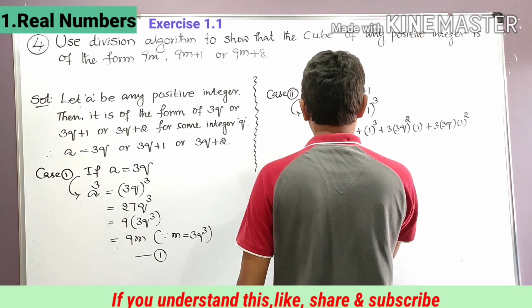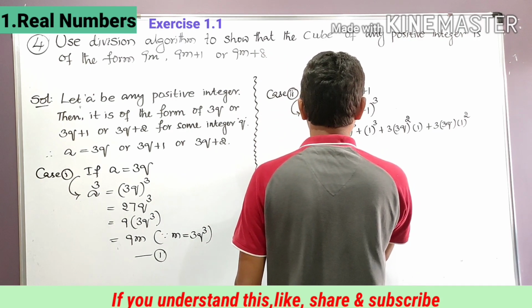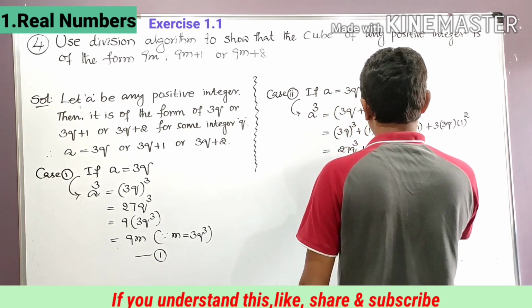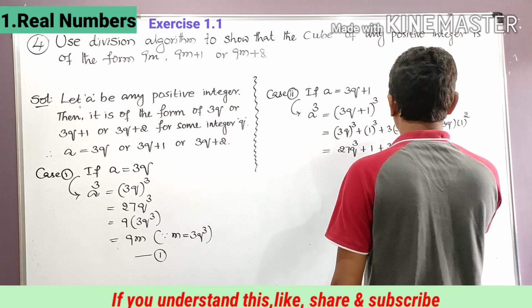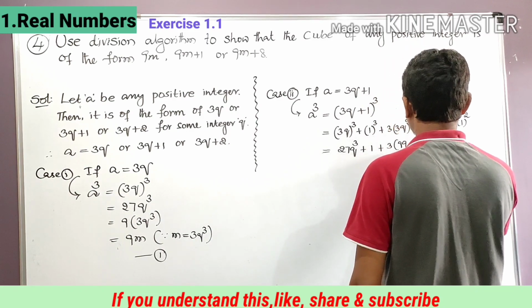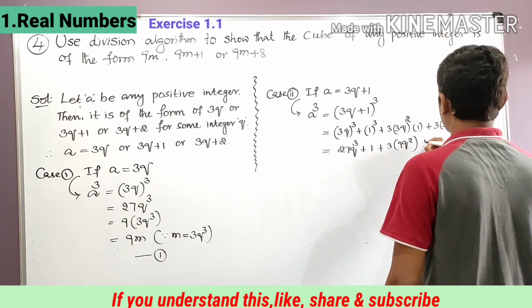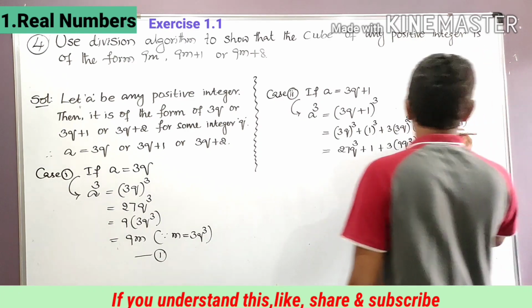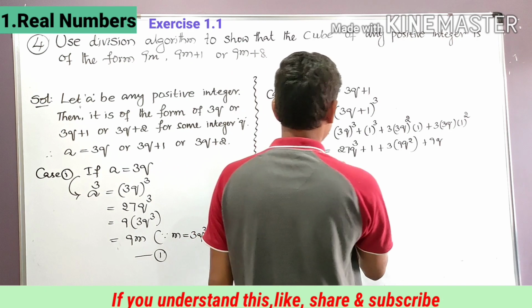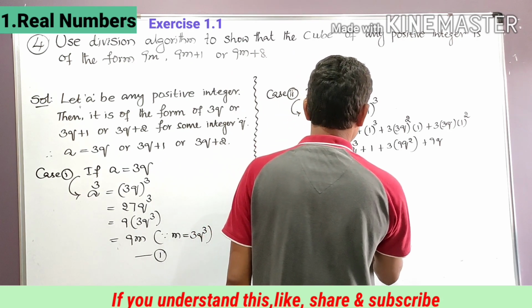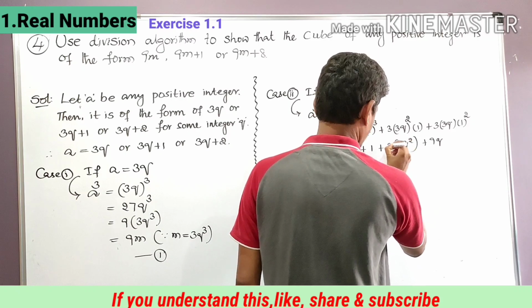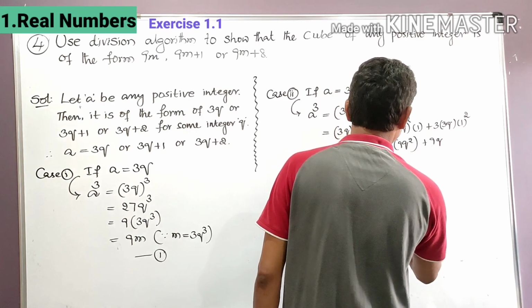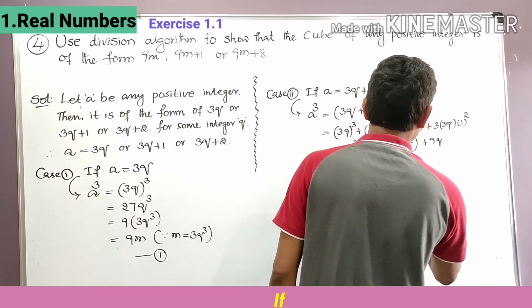Now I am simplifying. 3q whole cube can be written as 27q cube. 1 cube is 1, plus 3 into 3q whole square is 9q square into 1, which gives 9q square. Here 3 into 3 is 9q, into 1 square is 1 only, so 9q into 1 again gives 9q. I am writing in order: first 27q cube, plus 3 into 9 is 27q square, next the q term, plus 9q, plus 1.